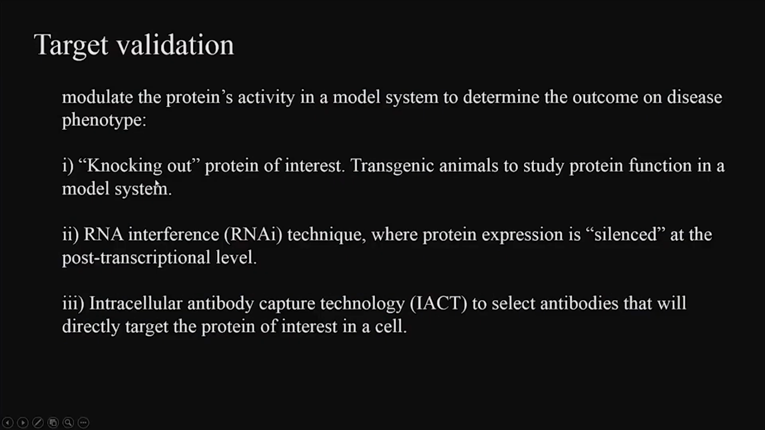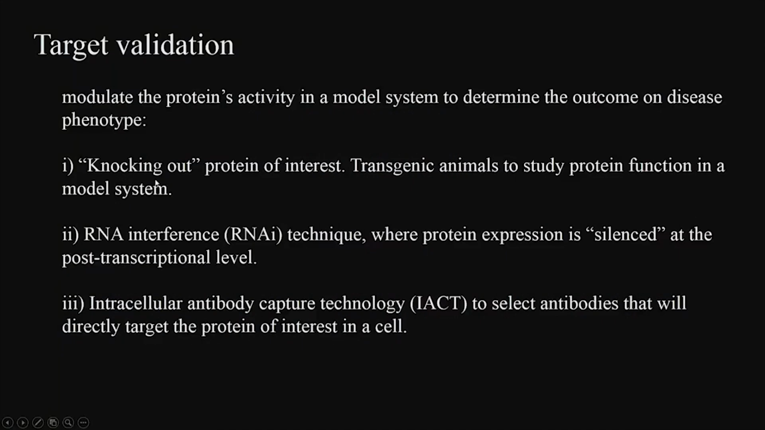Once you have identified the target, we need to do target validation. So, how do I do that? I need to modify that particular activity of the protein to be sure whether that is the protein which is involved in the disease phenotype. So, we knock out that particular protein. We have transgenic animals, which have certain proteins of interest knocked out. For example, if I am interested in diabetes, I may have animals which have the insulin production knocked out. Then I can be very sure that is the target.